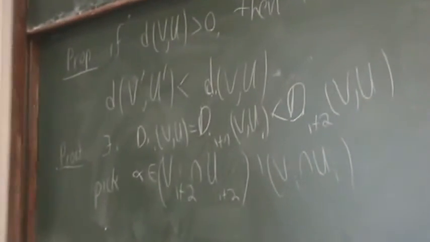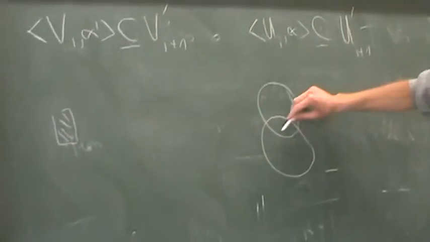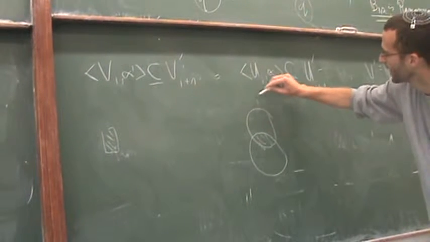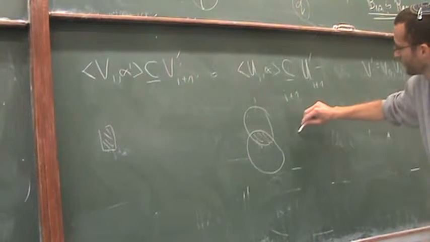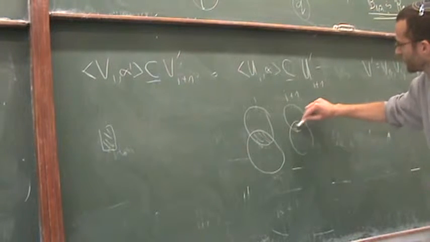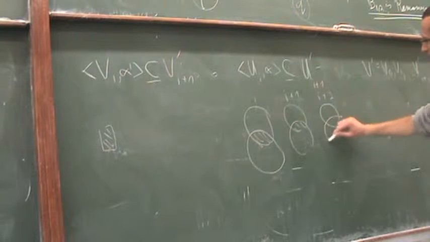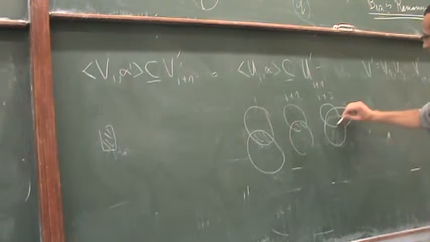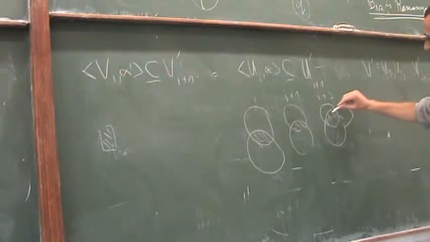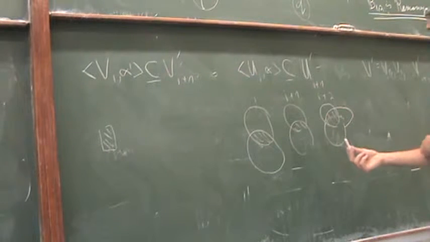Well, again, at a certain stage, you have two things whose intersection is, say, this. This is at stage i, and at stage i plus 1, the intersection didn't change. But in stage i plus 2, it did. Right. So what you do is you just take a vector from here and you put it here.